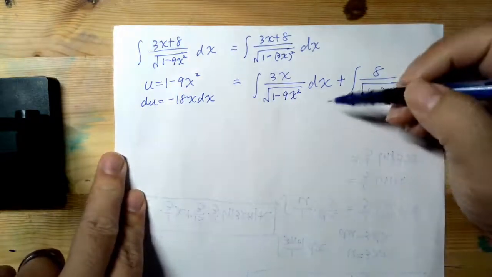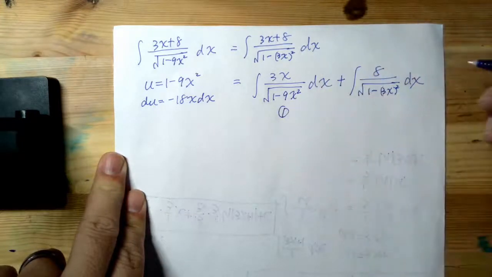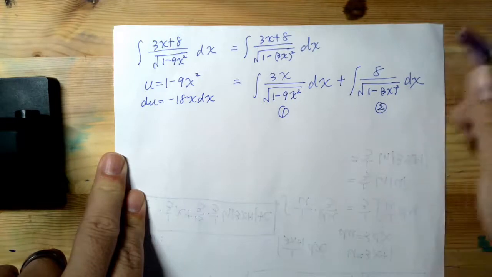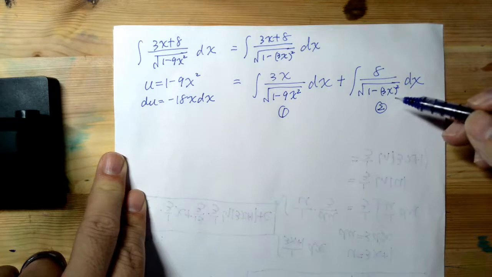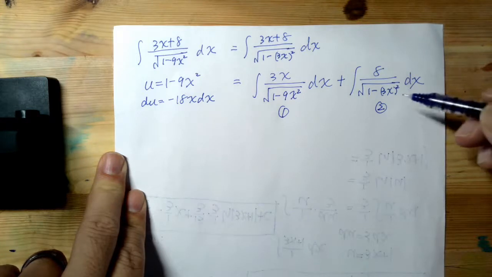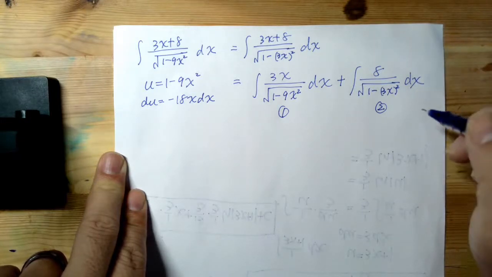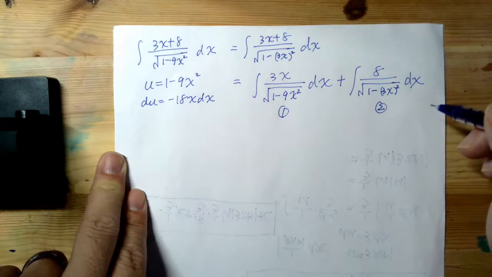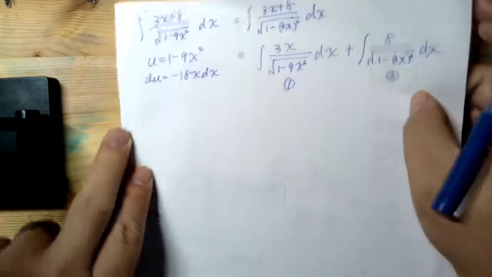Now, we can apply the u substitution to handle the first integral. If I label this as 1. Now, for this one, 8 over square root of 1 minus 3x squared, we are actually going to use one of the known properties about the inverse trig, which we're going to talk about in a minute. But first, let's handle part 1.